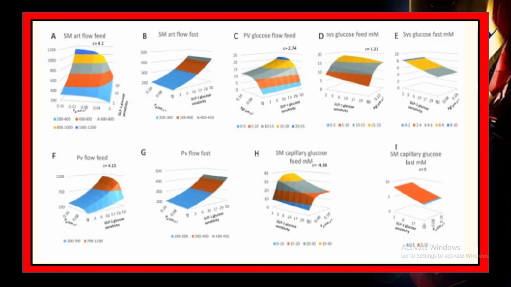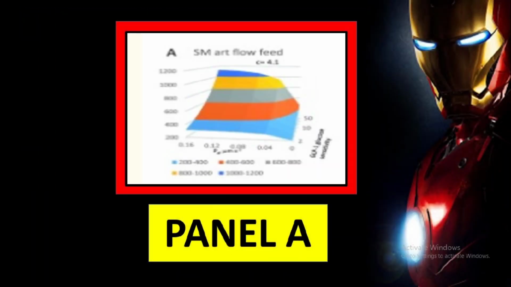The interaction between these variables is shown as the coefficient C. The panels show paired effects, contrasting the interactions at peak splanchnic glucose flow with those when splanchnic glucose is at minimal value. Panel A shows that SMA flow after feeding increases as a linear function of GLP-1 and as a hyperbolic function of P, and the interaction coefficient C is 4.1, indicating a strong positive interaction between P and GLP-1 secretion, as can be seen from the upward elevation of the surface towards higher values of both independent variables.